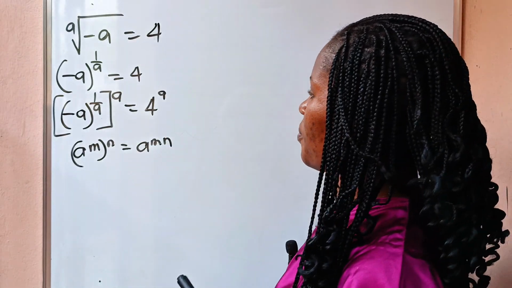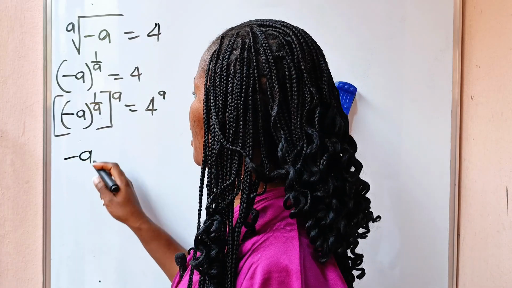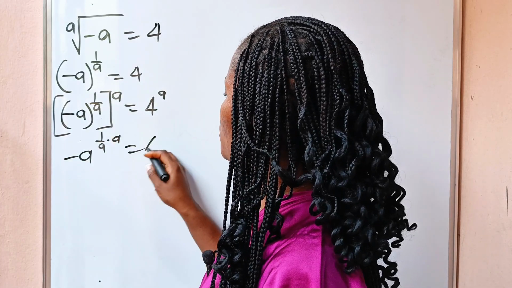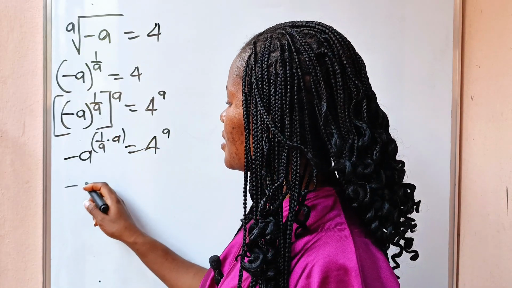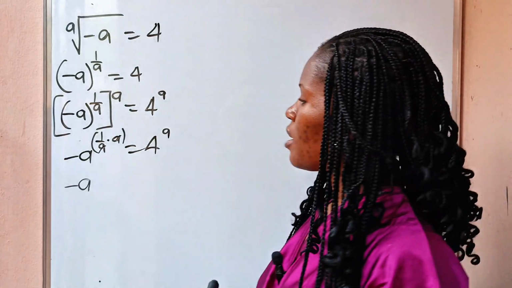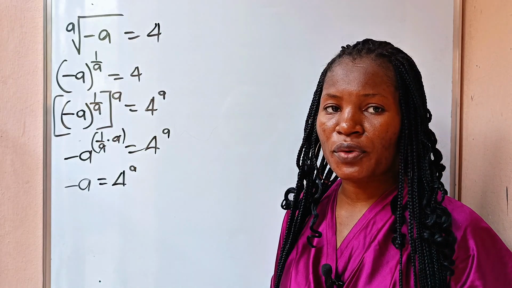So that means that this is actually the same thing. This one is the same thing as minus a raised to the power of 1 over a multiplied by a, is equal to 4 to the power of a. So this implies that this is equal to minus a. This will cancel itself. So we have minus a on the left hand side of the equation and 4 to the power of a on the right hand side of the equation.